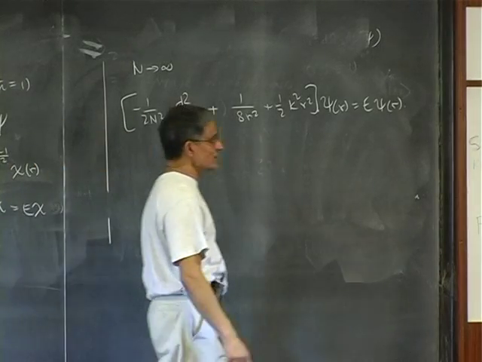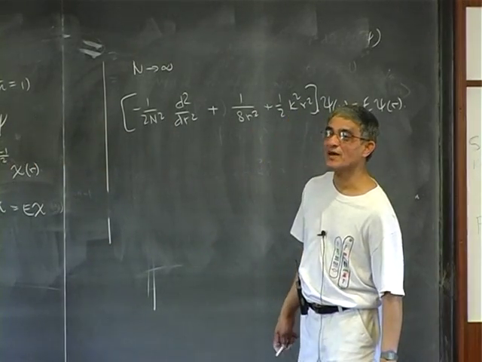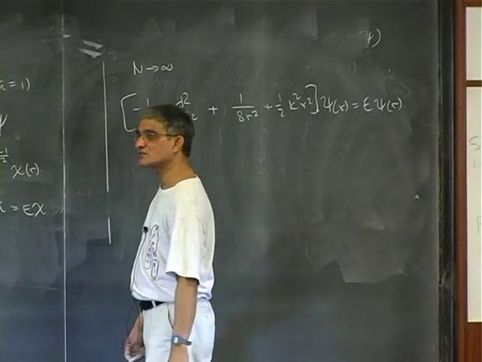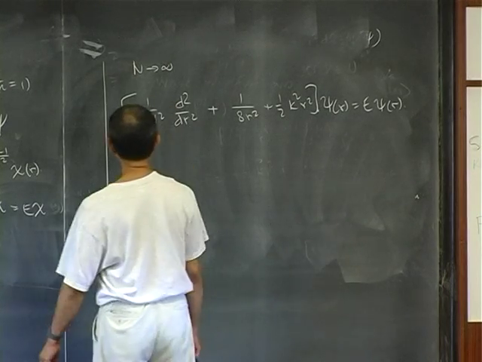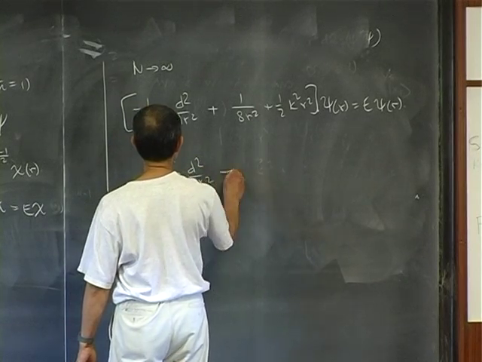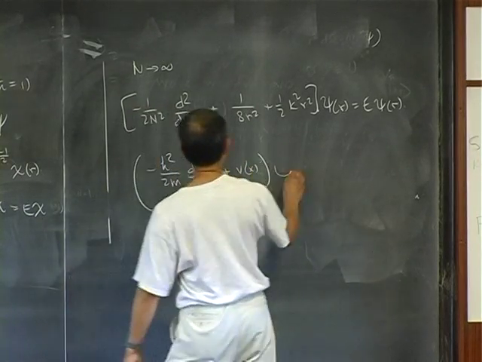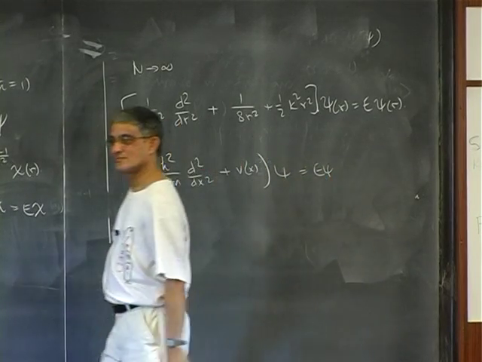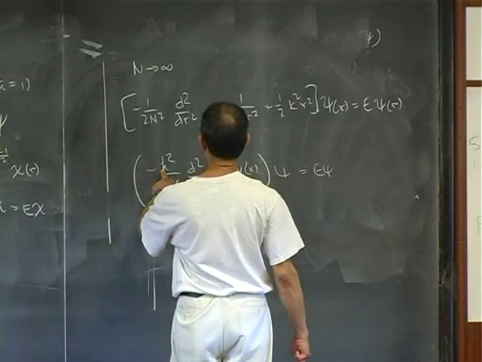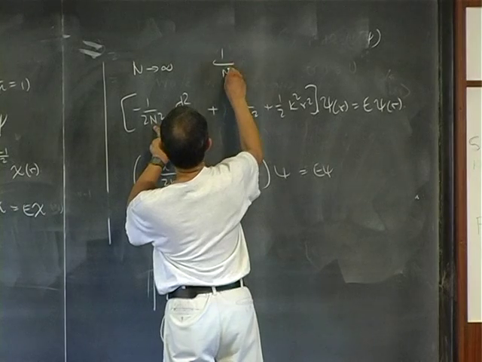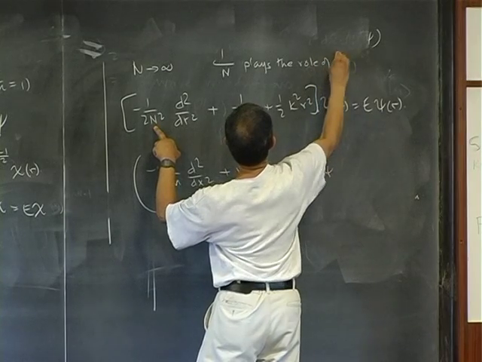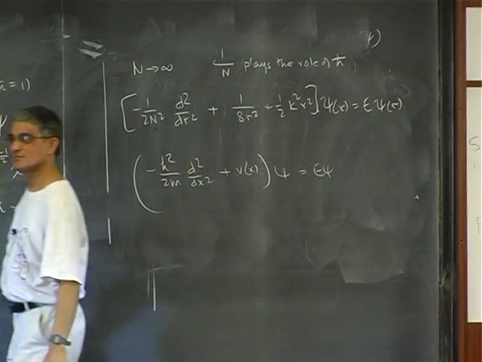Now stare at this for a moment and compare it with the standard Schrodinger equation in your favorite book which has h bars in it. Okay? That Schrodinger equation is minus h bar square by 2m d square dx square plus v of x psi equal to E psi. Good? So it is clear that 1 upon n plays the role of h bar. Okay?